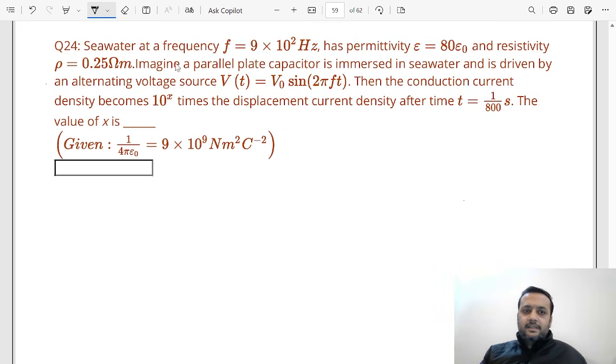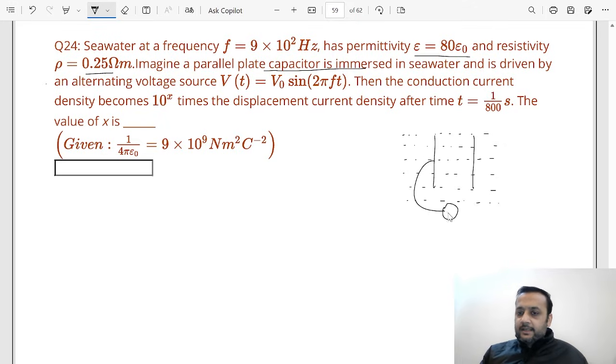So in this question, there's a capacitor plate which has been immersed in seawater. Okay, and the resistivity and the permittivity of the seawater have been given to us. Both the plates of the capacitor have been immersed in the seawater, and the permittivity is 80 epsilon naught, and the resistivity is 0.25 for the seawater. Now what happens? This capacitor has been connected with an AC source of voltage V equals V naught sine of 2 pi f t, which we can write as V naught sine omega t.